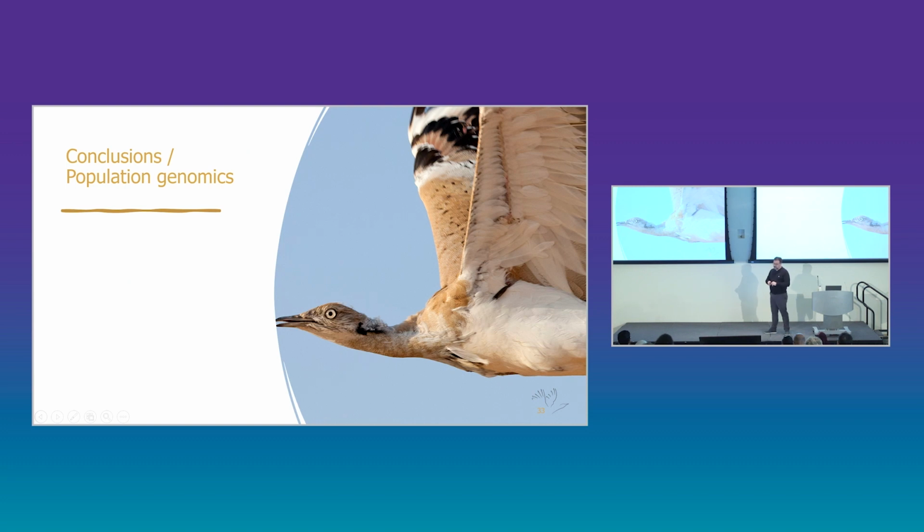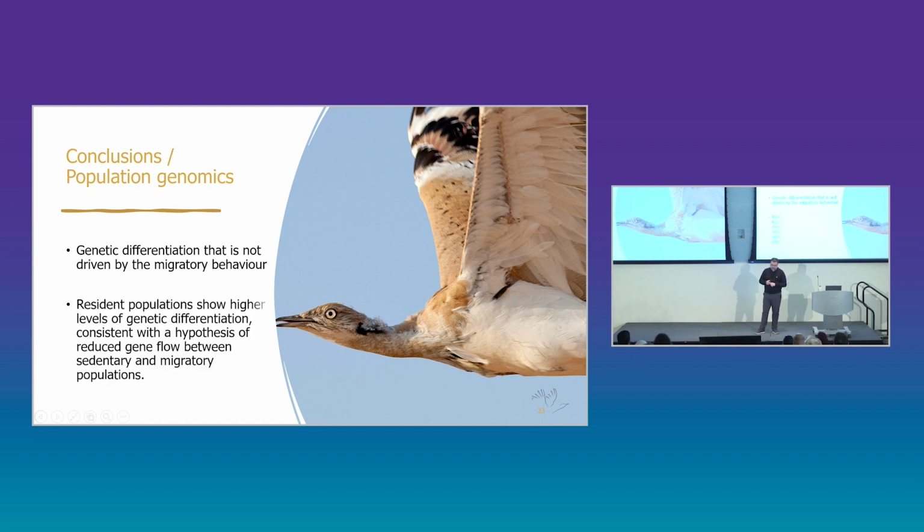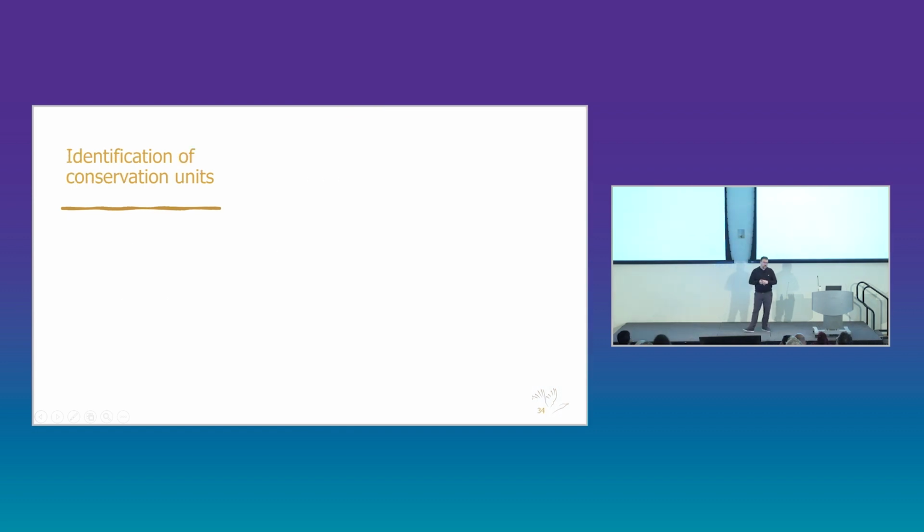In terms of population genomics, we see mainly that the genetic differentiation is not driven by migration. And it might sound a bit contradictory, but the resident populations show a higher level of genetic differentiation between themselves and the rest of the range, which is consistent with a hypothesis of reduced gene flow between sedentary and migratory populations. So how does it translate in terms of identifying conservation units, that will be units or populations that need to be managed independently in a conservation program?